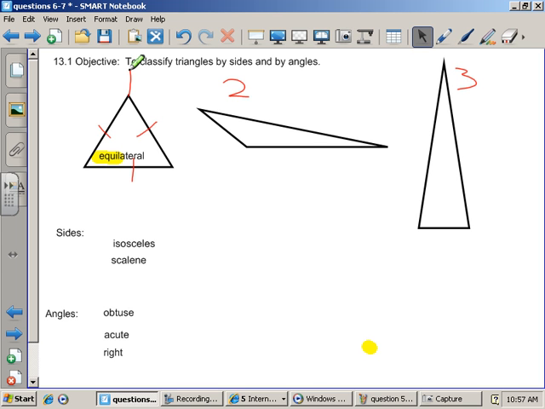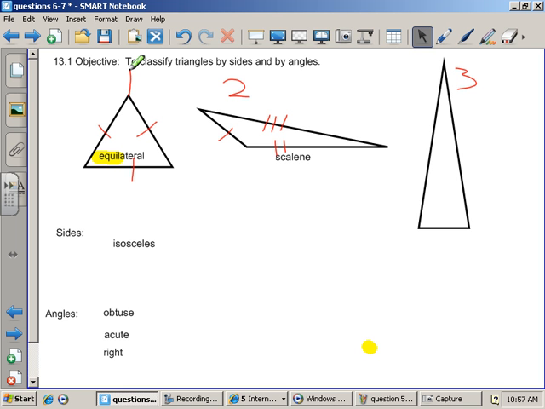Our next shape, triangle number 2, is a scalene triangle. And in a scalene triangle, none of the sides are equal. So we make different marks, they're called tick marks, on each of the sides. All three sides are different in a scalene triangle.